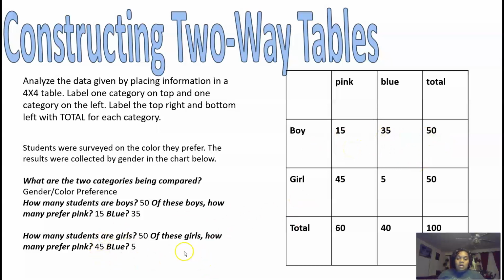And the girls, there's 50 girls. How many of them like pink? 45. How many like the blue? 5. So in total, they have 60 people that like pink, and then they have 40 people that like blue. And so they have a total of 100 surveys that were taken. Yes, 50 boys, 50 girls make 100 people. Okay?